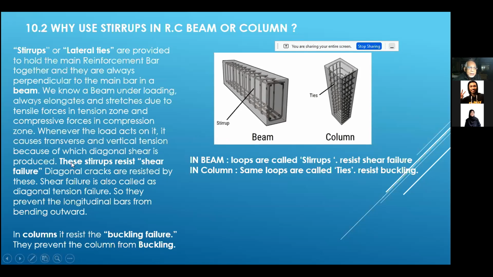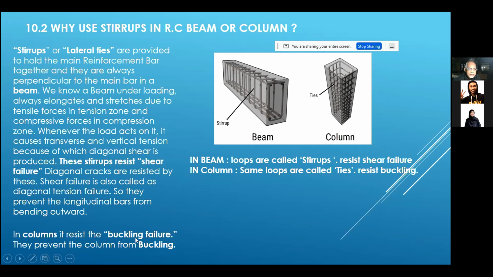So the stirrup resists shear failure. Diagonal cracks are resisted by the stirrup. Shear failure is also called diagonal tension failure. They also prevent the longitudinal bars from bending outwards. So this is more technical. These are all provided to make sure the beam system stays intact, with no extra bending of the beam under whatever pressure is put on it. So the beam will stay straight as it is designed for. Similar for a column, this is to avoid buckling.